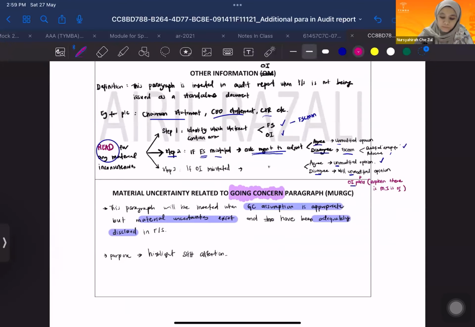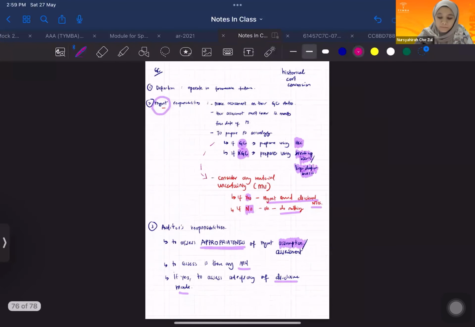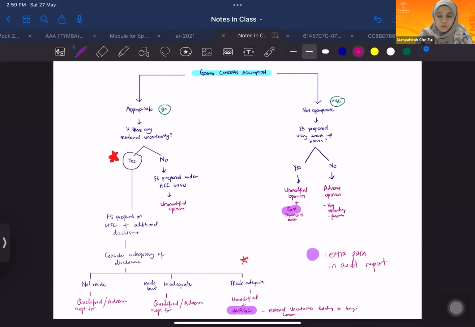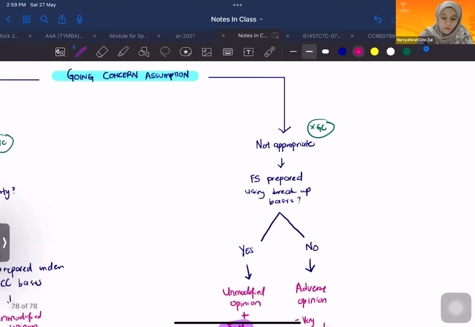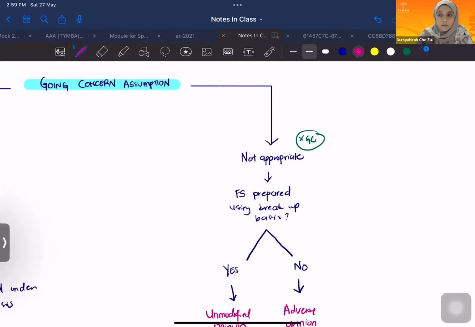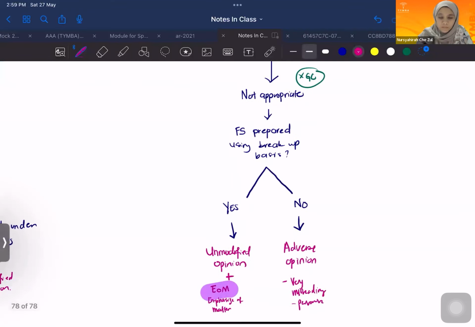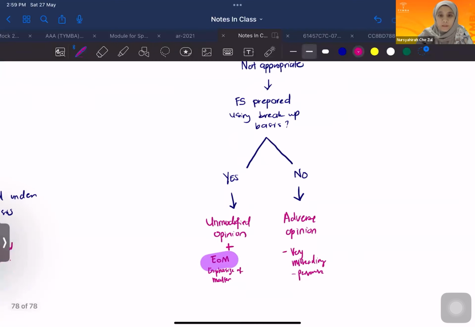Now, let's say you already perform all those procedure. Okay, now you want to consider the impact of going concern on audit report. Okay, so let's go to the right side first. Okay, let's say the going concern assumption is not appropriate, meaning that management conclude that they are not going concern. Okay, so next thing you have to consider as auditor is, is FS prepared using breakup basis? If yes, it means it's good, then this is what company should do.